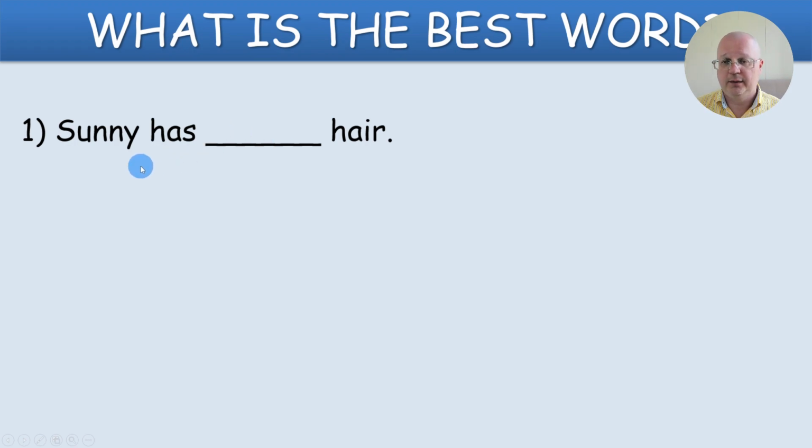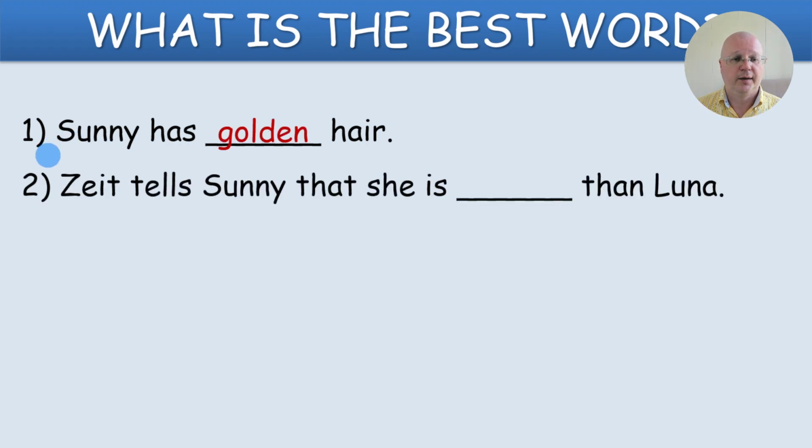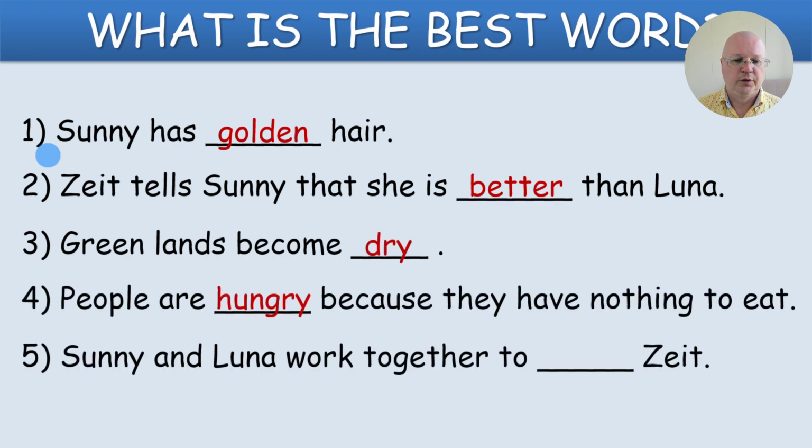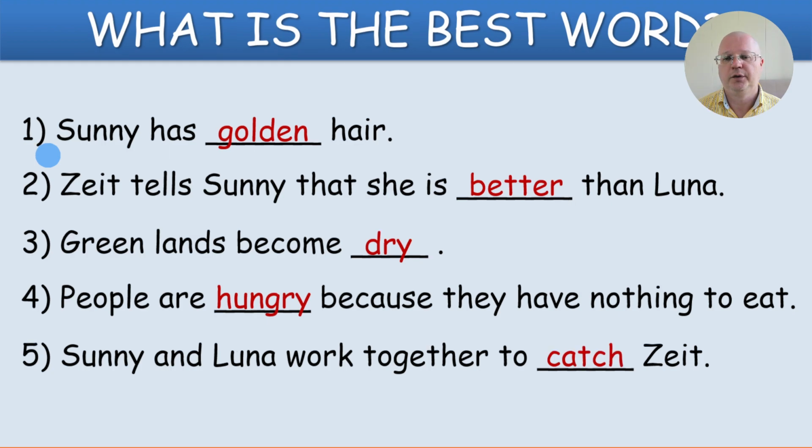So if they read it carefully, if they listen to it carefully, they would say that Sunny has golden hair, right? Next one. Zai tells Sunny that she is better than Luna, right? So and so on. So critical thinking skills is your main goal, objective here in this exercise.